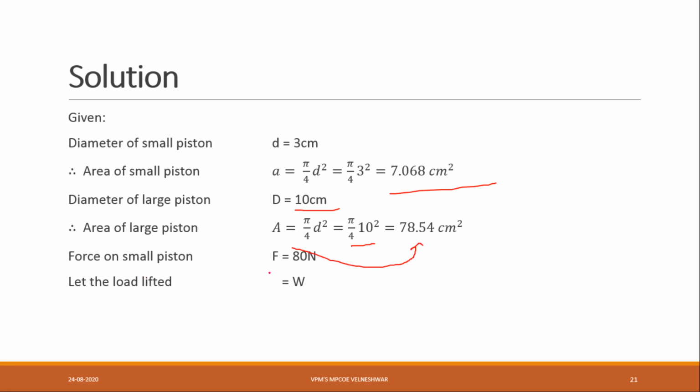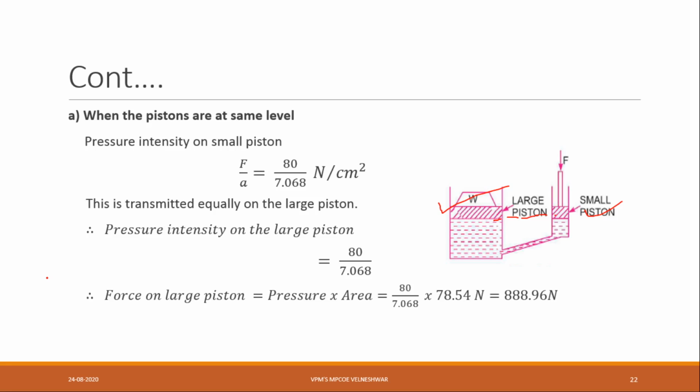Now force on small piston F is equal to 80 Newton. Let the load lifted be W, because this is my unknown value. We have to find out that value. Now when the pistons are at same level, what will be the pressure formula?